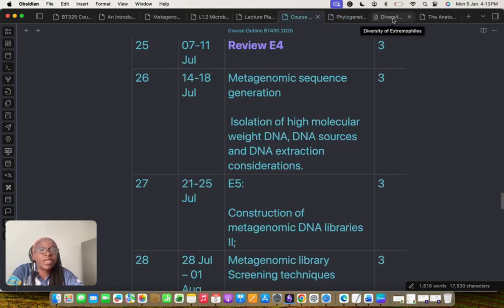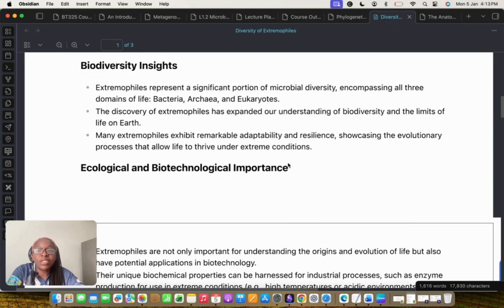Okay, so back to the diversity. So that's about bacteria, archaea, and eukaryotes. The discovery of extremophiles has expanded our understanding of biodiversity and the limits of life. Many extremophiles exhibit remarkable adaptability and resilience. This is why they're so important to biotech. They showcase the evolutionary processes that allow life to thrive under extreme conditions.